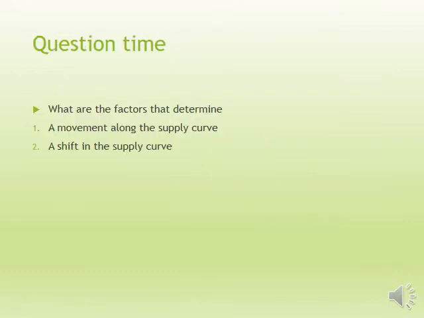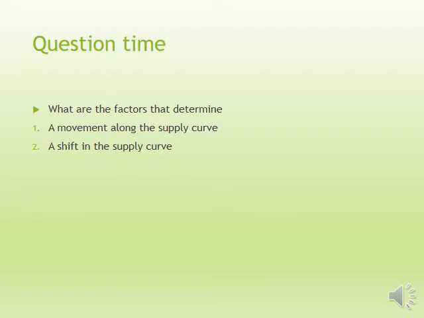So, some question time for you. What are the factors that determine a movement along the supply curve? Well, it's a change in price. That's the only thing. If the price goes up, the quantity supplied will go up. If the price goes down, the quantity supplied will go down.